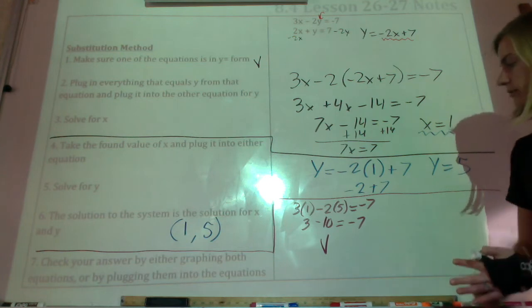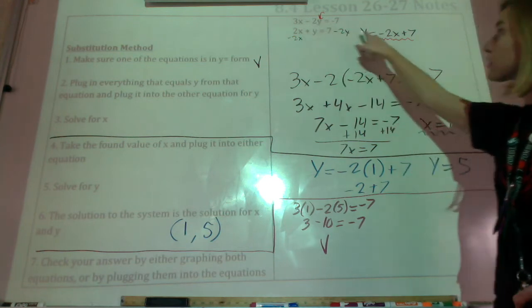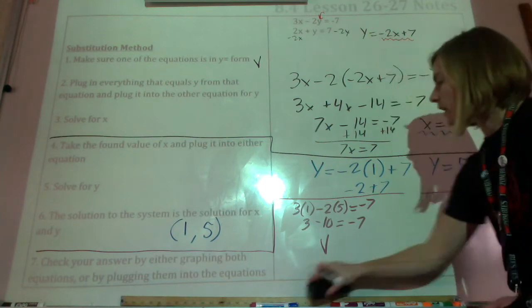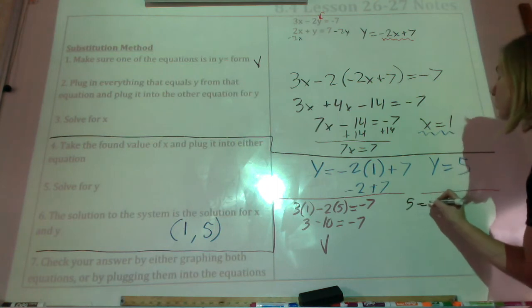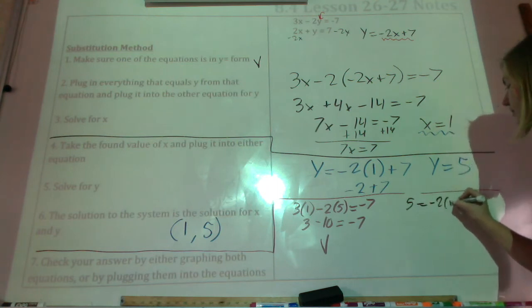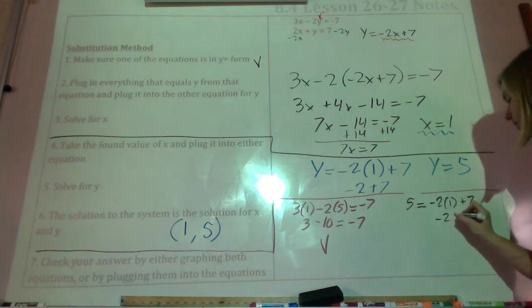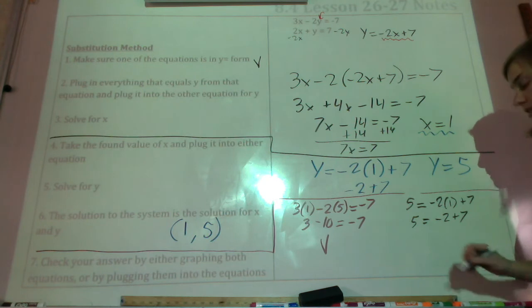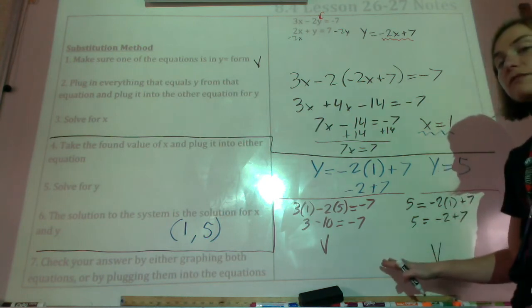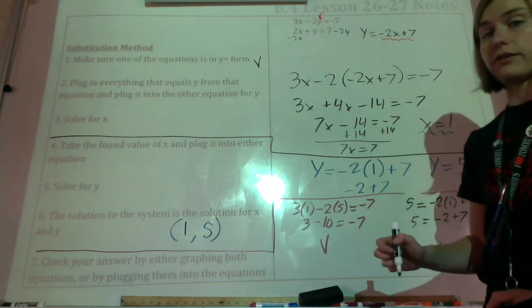The second equation was, and we can either put it into the original equation or into our altered equation. If we put it into our altered equation, it would be 5 equals -2 times 1 plus 7. So -2 times 1 is -2. Well, is -2 plus 7 equal to 5? Yes, it is. So we just confirmed algebraically that that is our solution without graphing.